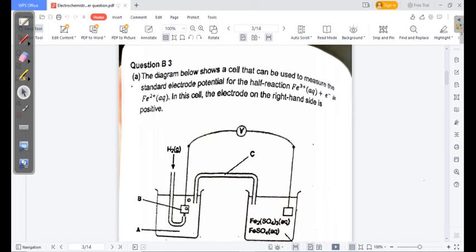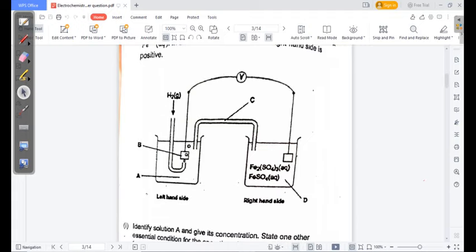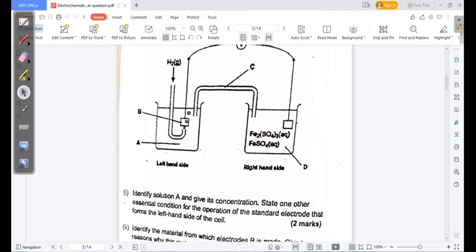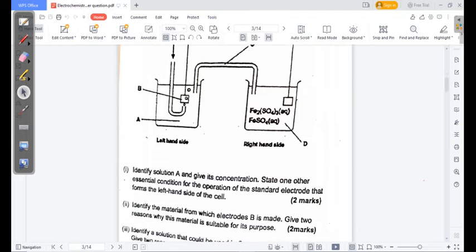Yeah, it is. So a diagram shows a cell that can be used to measure the standard electrode potential of the earth reaction. In this cell, the electrode on the right hand side is positive. Is hydrogen gas shown there? Identify solution A and give its concentration. State one other essential condition for the operation of a standard electrode from the left hand side of the cell.